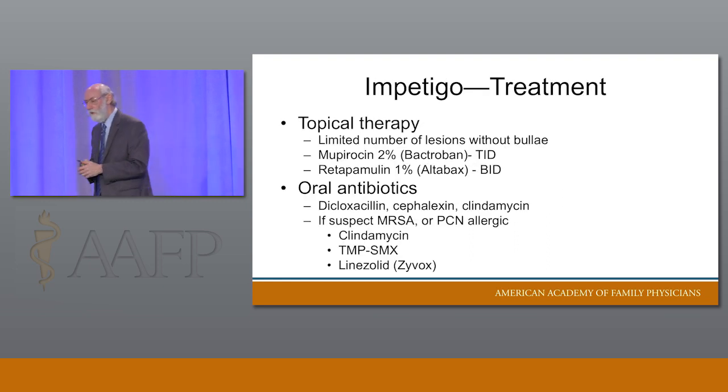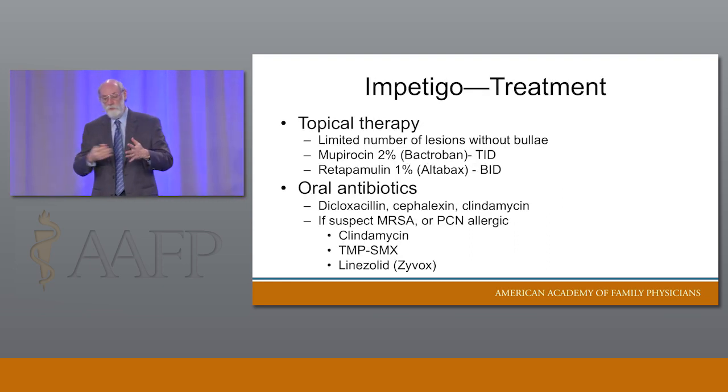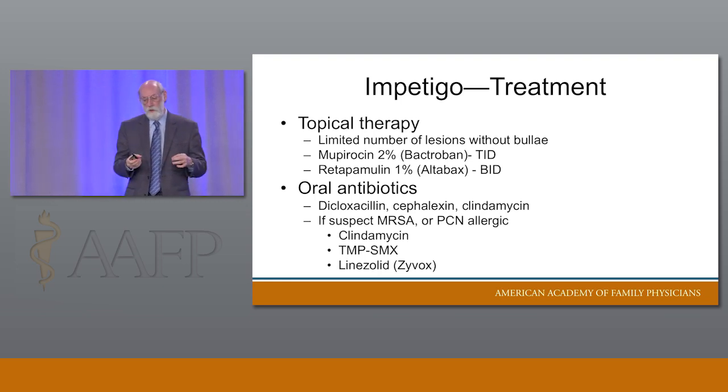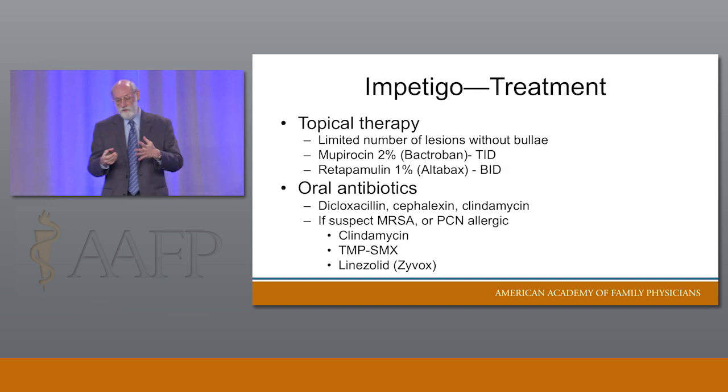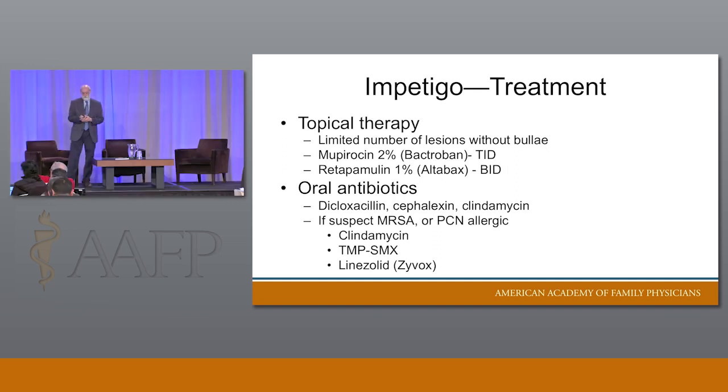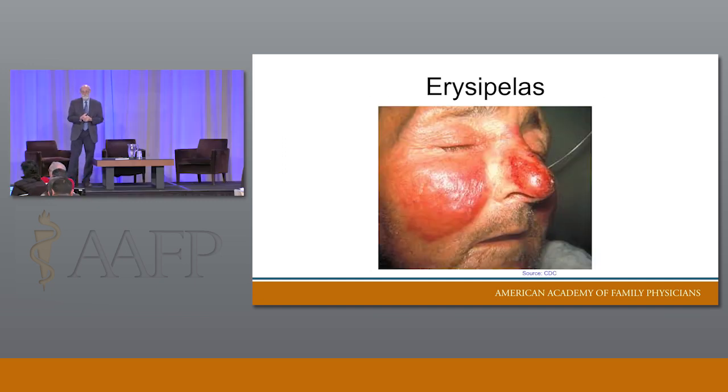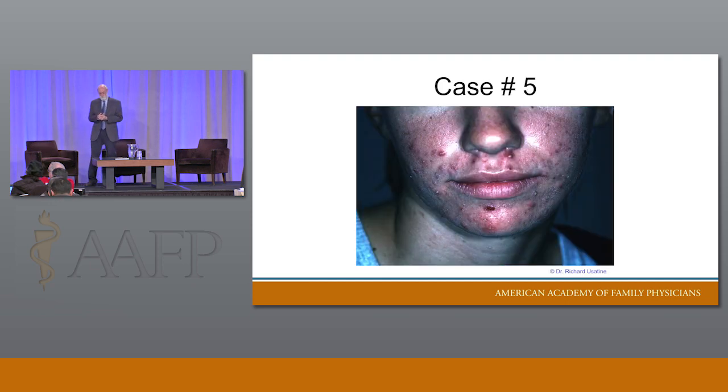How do you treat impetigo? A few lesions, mupirocin will work. Altabax will work. More lesions, use antibiotics against staph, particularly MRSA if you're worried about that. Erysipelas is another bacterial skin infection, but this is strep. These have well-demarcated margins around a red, edematous area. These people can get pretty toxic and sick, often elderly, often needing IV therapy.